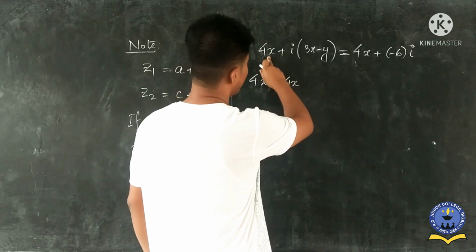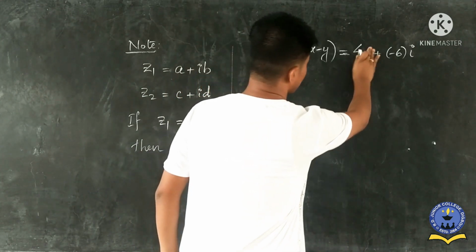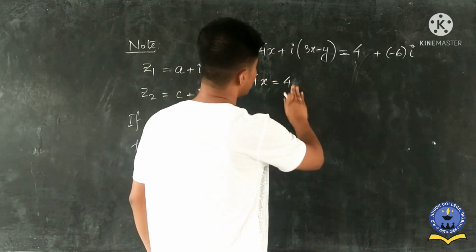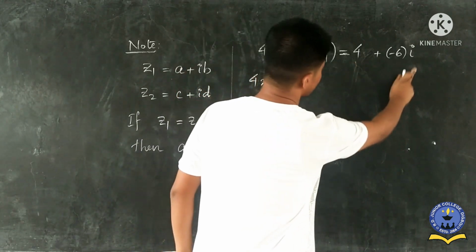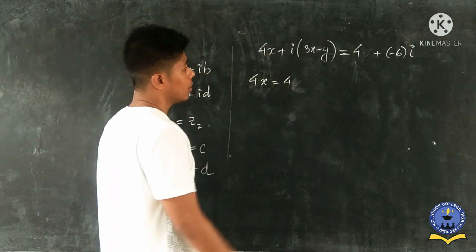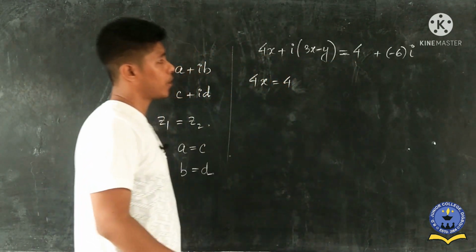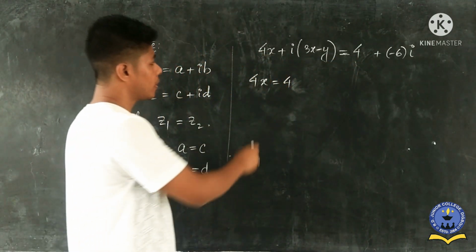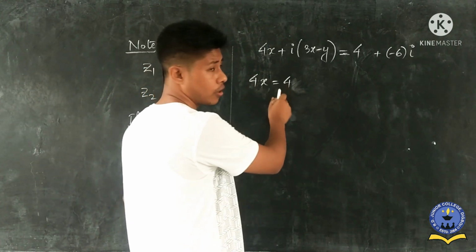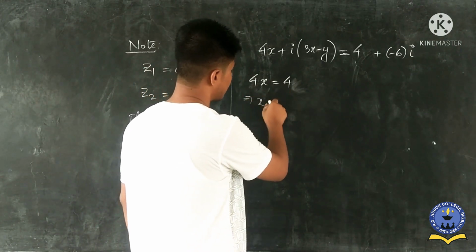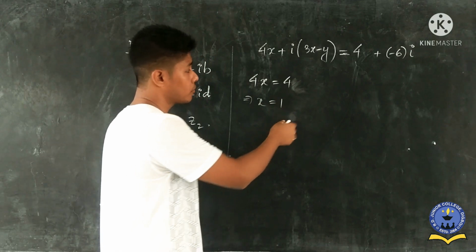If it is not given as 4x, then also we can compare here. Suppose we cut this x, now this one is a complex number as well as this one is a complex number. So 4x plus I into (3x minus y), and here we write 4 plus minus 6 into I. Now if you compare this 4x equal to 4, then from here we get x equal to 1. In this way we can find out.